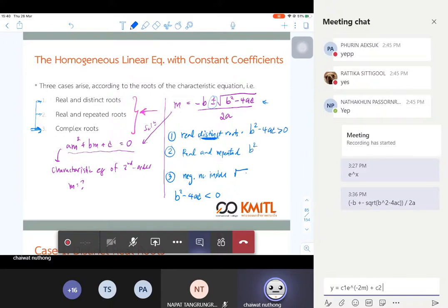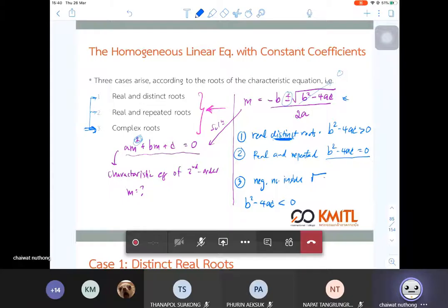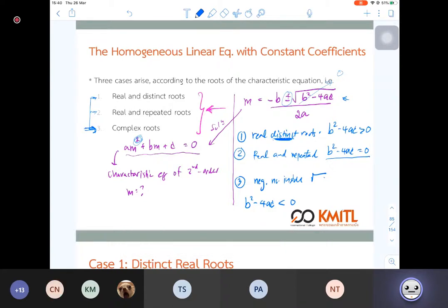Of course, the only case left is the real and repeated root. You have a second order equation, so you have two roots, m1 and m2. When this term becomes 0, you would have m1 equal to m2, a repeated root. So this is the case b squared minus 4ac equal to 0, all right? That's why you get three different cases just from one equation.